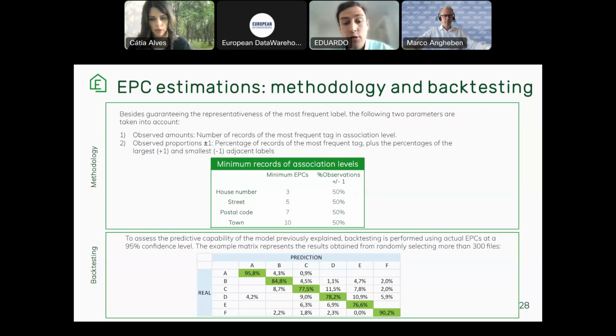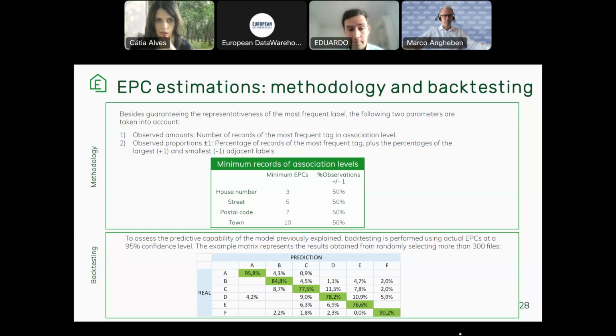And this gives us the relief that in at least 75% of the cases for each EPC, the prediction would have been correct. And if this was not the case, the results are pretty close.